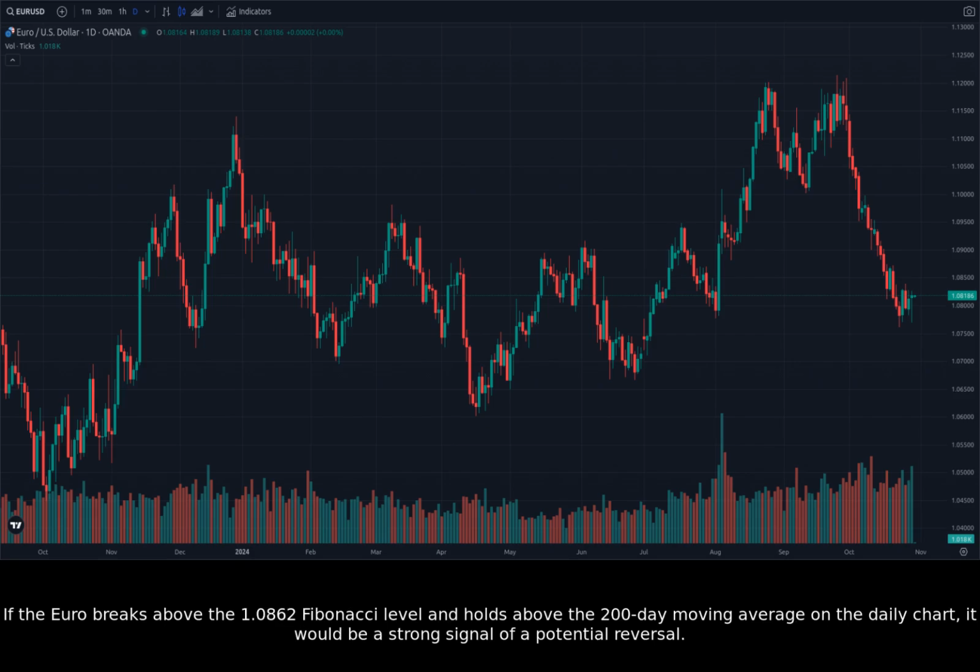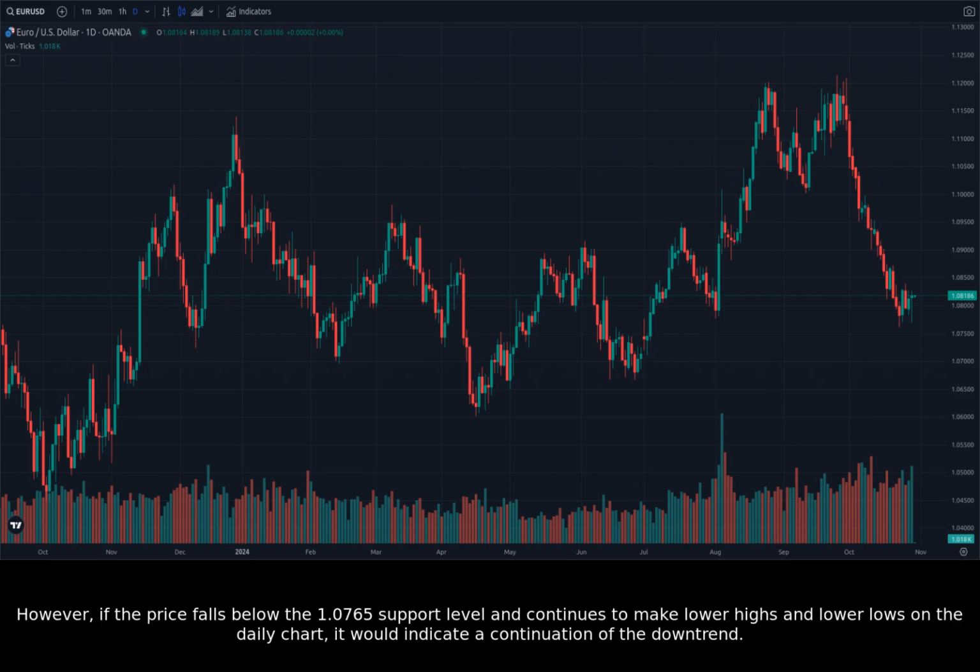If the euro breaks above the 1.0862 Fibonacci level and holds above the 200-day moving average on the daily chart, it would be a strong signal of a potential reversal. However, if the price falls below the 1.0765 support level and continues to make lower highs and lower lows on the daily chart, it would indicate a continuation of the downtrend.